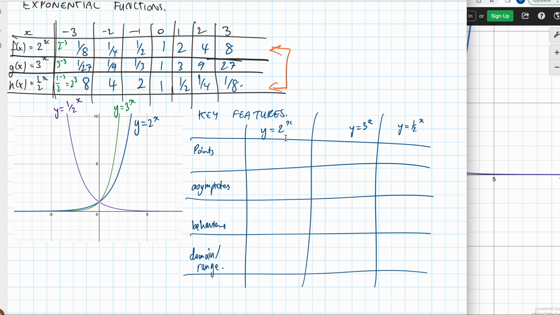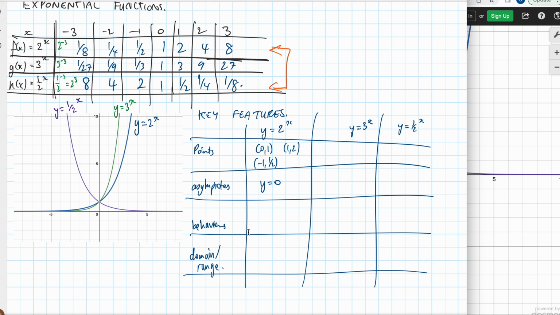Key point, definitely (0, 1). Right, we can see, in fact, they all go through (0, 1). So (0, 1) is 2 to the power of 0, so that's pretty handy. Another point we can say is (1, 2), and maybe another point you could say is if I'm going to -1, it's going to be a half. Asymptotes, we can see that y is equal to 0 is an asymptote.